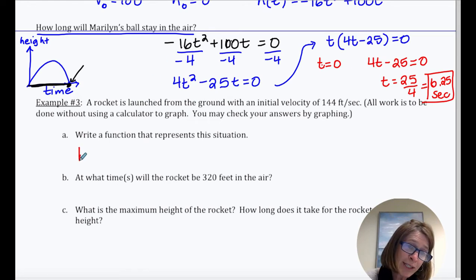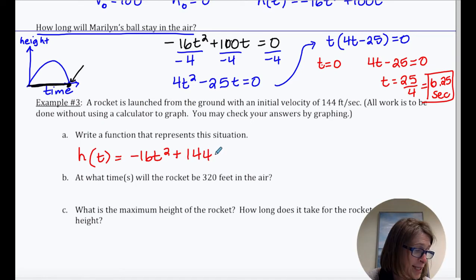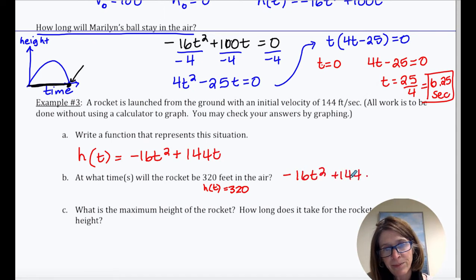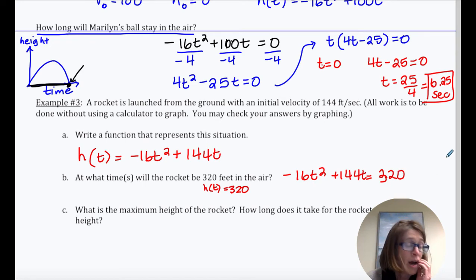All right, so if you pressed pause and you wrote your equation, you would have had negative 16t squared plus 144t. Okay, so one question I can ask is, well, when is this rocket going to be at 320? So this is saying, when is h of t going to be equal to 320? So in this situation, you would set the equation equal to 320. Okay? All right, and then you'd solve.